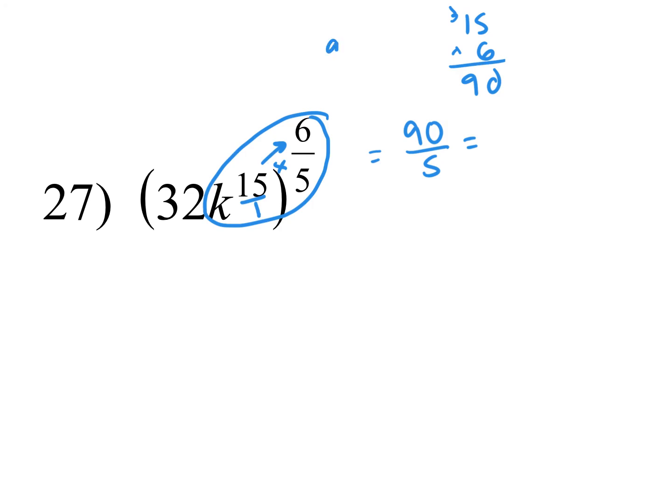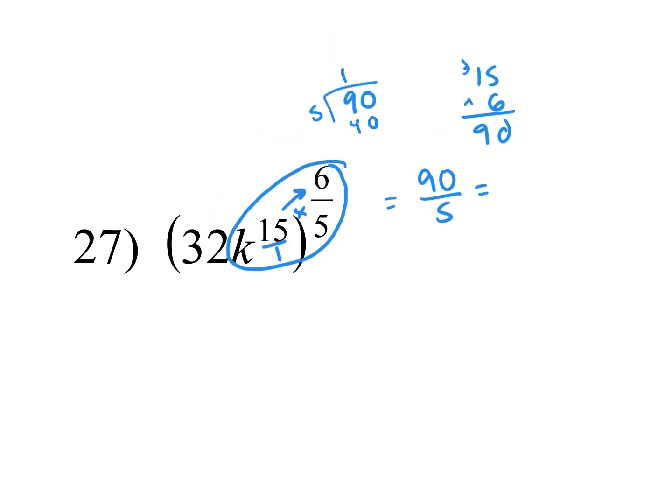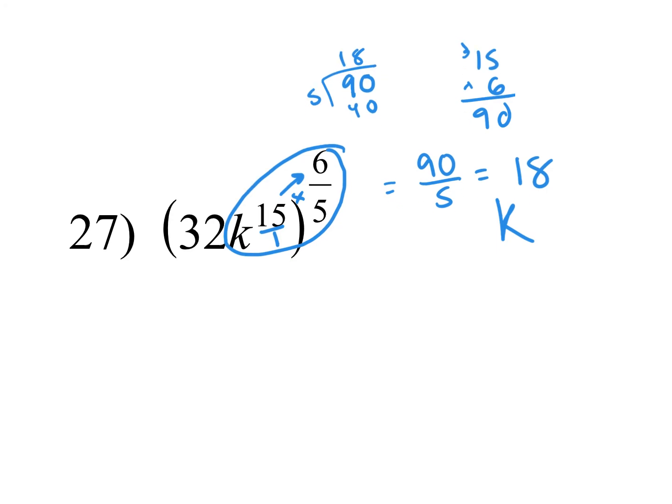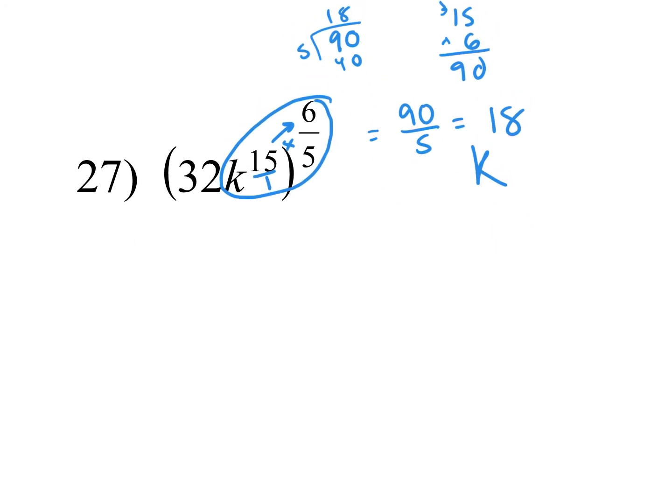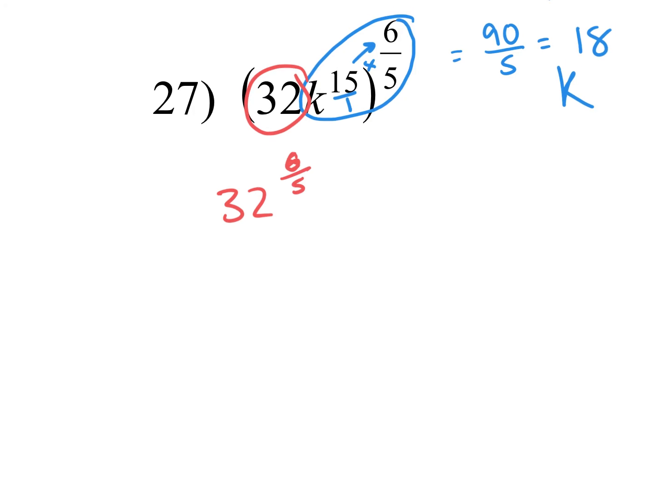So let's write it down. We have 90 divided by 5. 5 goes into 9 one time with 4 left over. 5 goes into 40 8 times, so 18. So my answer is going to be k to the 18th power. And then with the number, I have 32 to the power of 6 over 5. What's my index here? 5. So I have the 5th root of 32 to the 6th power.